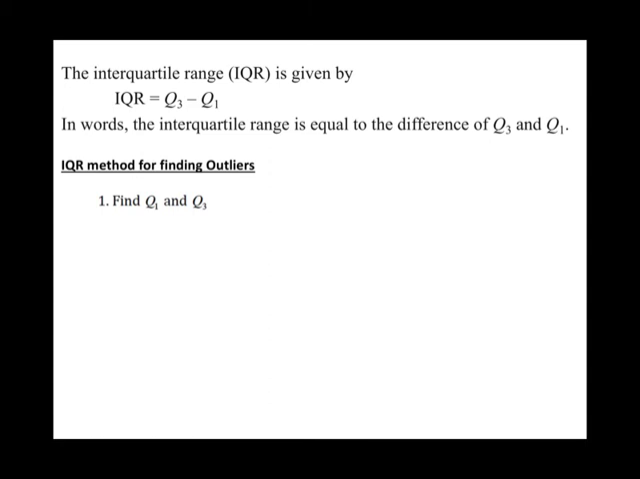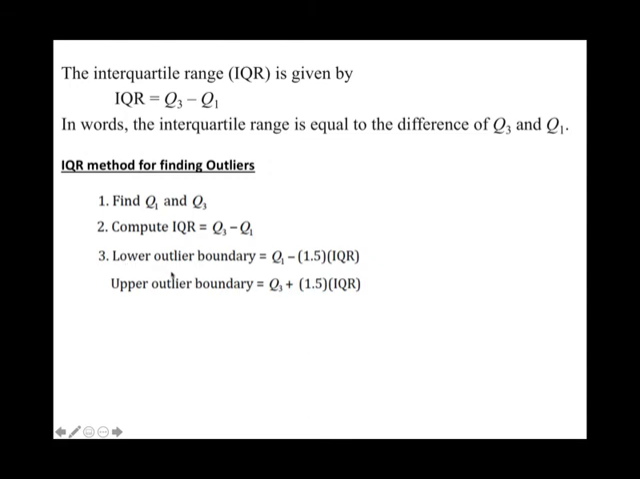So first, find Q1 and Q3. First step, you always find the 5-number summary. Once you know Q1 and Q3, you find the IQR: the difference, Q3 minus Q1. Then find the lower outlier boundary and the upper outlier boundary. Lower outlier boundary is Q1 minus 1.5 times IQR. The IQR comes from step 2. Then the upper outlier boundary is Q3 plus 1.5 times the IQR.